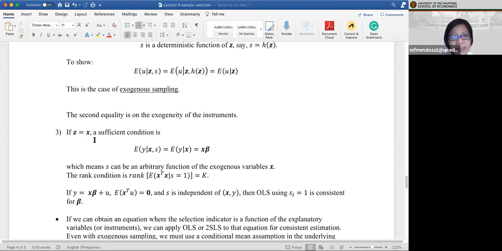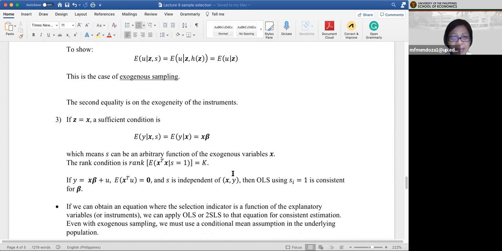Now, what if Z is equal to X? This is a case where your instruments are X, so really you do not have an endogeneity problem with respect to X. You can verify the sufficient condition is that the expected value of Y conditional on X and S is equal to the expected value of Y given X, and this is equal to X beta using the linear model. So this sufficient condition says that Y and S are independent, and that S can be an arbitrary function of the exogenous variable X.